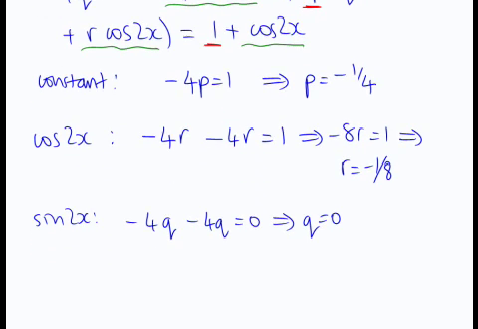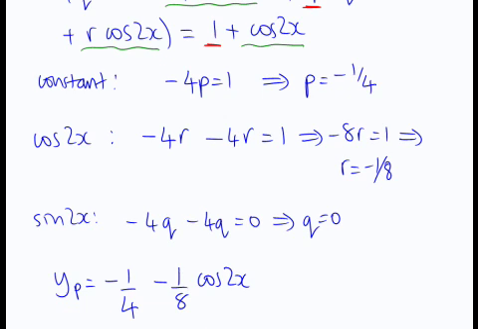So in this case the particular integral is p, which is minus a quarter, then it was plus q sine 2x, but q is 0, so I don't have a term there, and then it's minus an eighth cos 2x, that's the r cos 2x term.